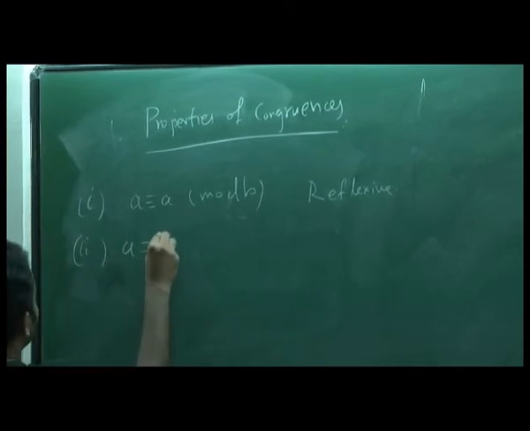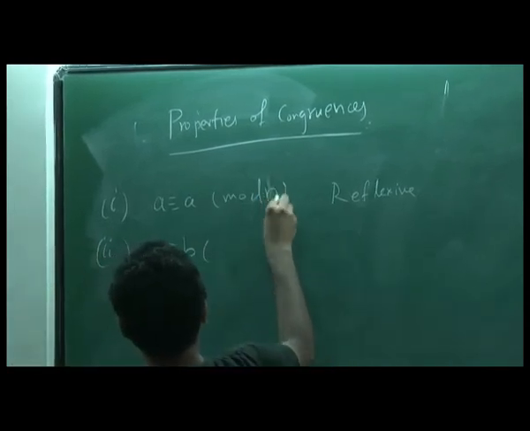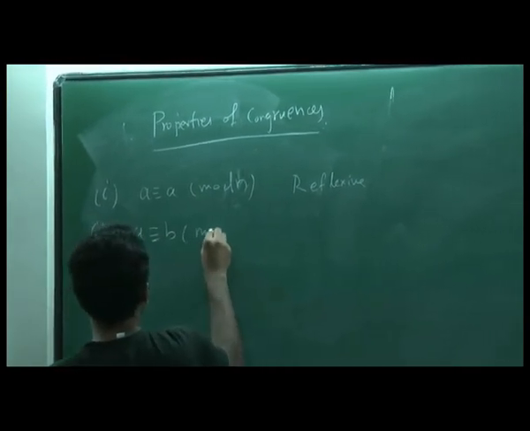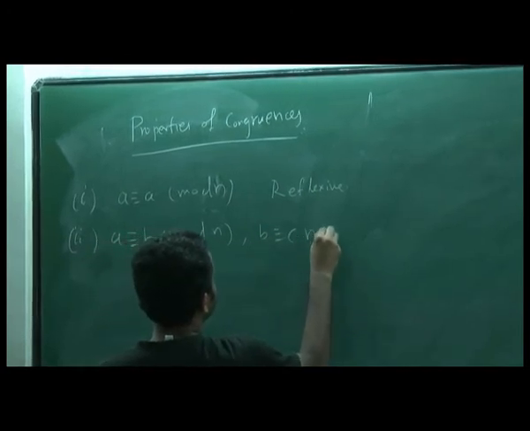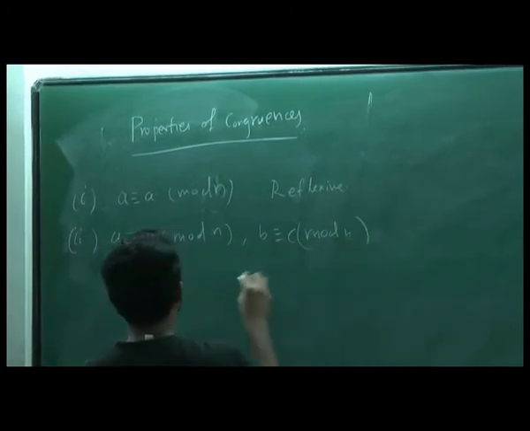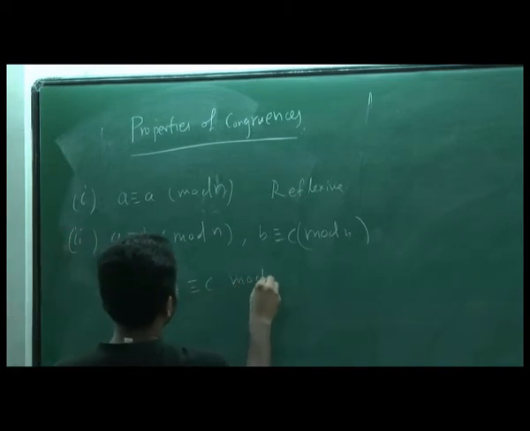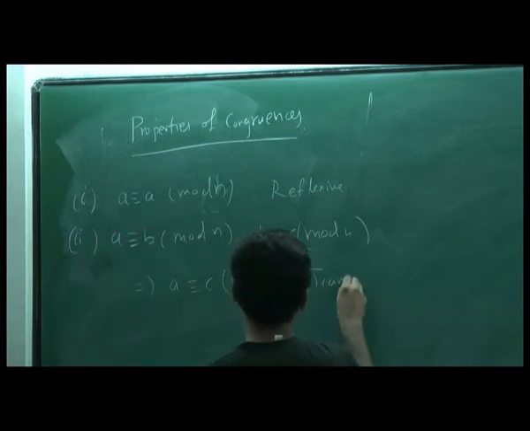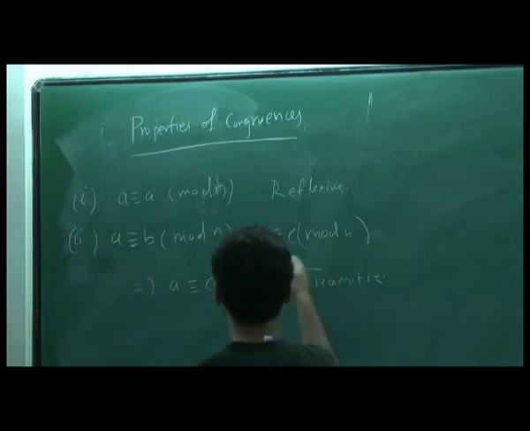If A is congruent to B, I'll write it mod n. Now I'll put anything in the mod as n. Sorry for that. A congruent to B mod n and B congruent to C mod n, then this implies A congruent to C mod n. So this is called transitive, because the property starts from A to B and then it's transmitted to B to C.